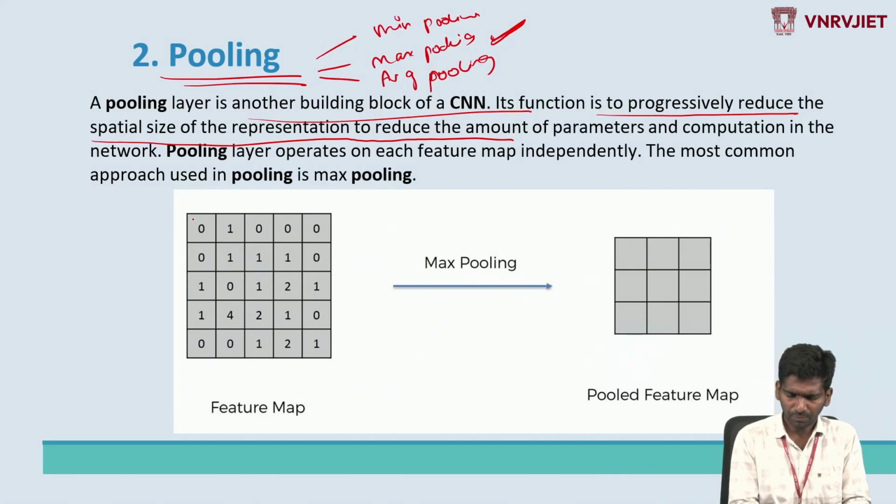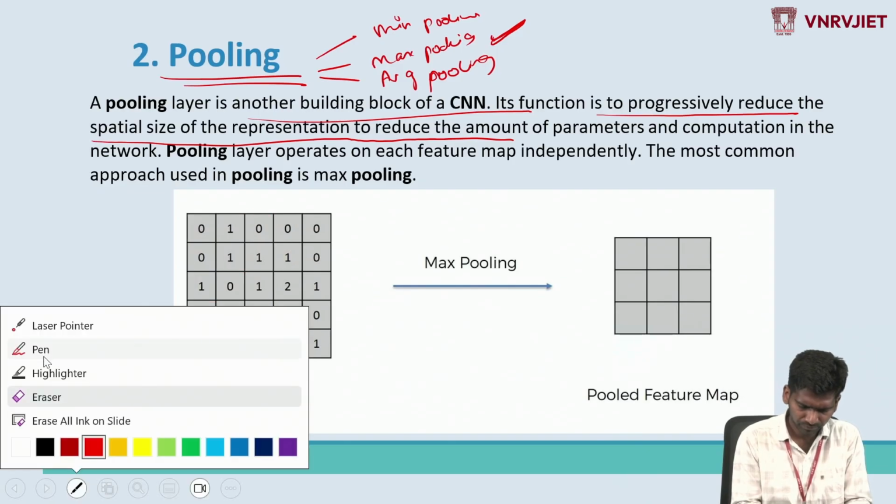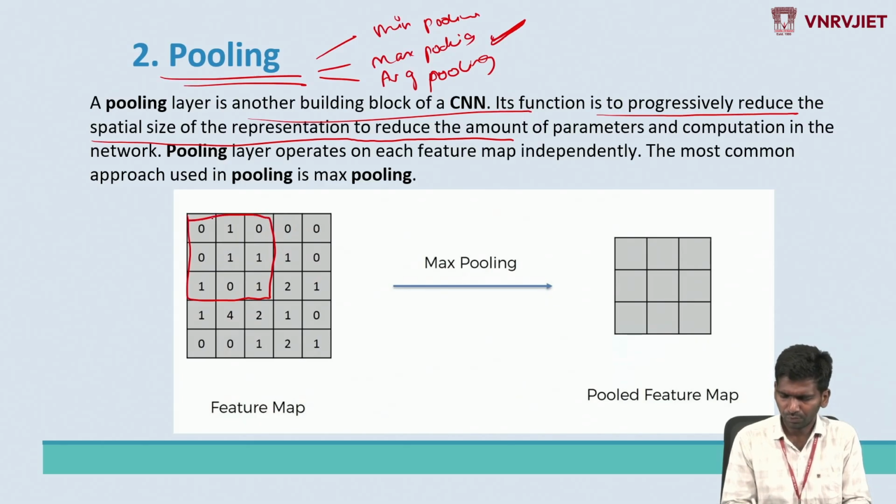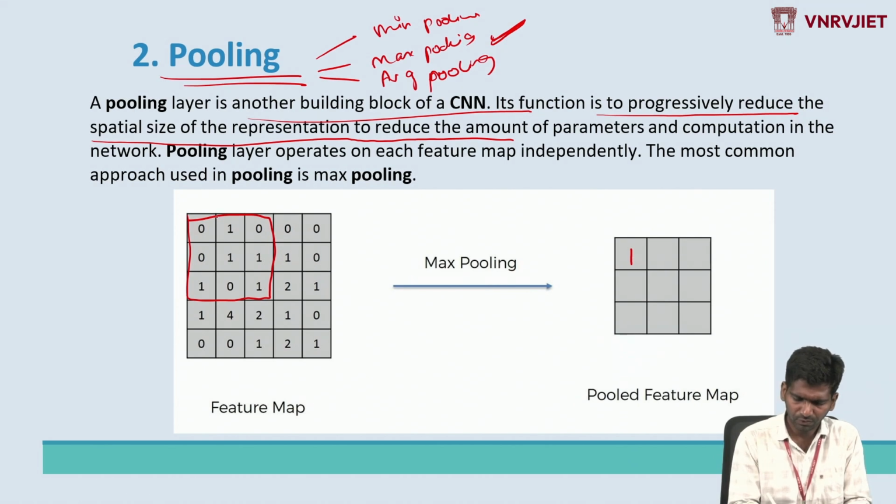If I apply max pooling to this, what will I get? It is 3 cross 3, right? So we'll consider this 3 cross 3, this one, and apply pooling. What is the maximum value here? 1, right? So 1 we'll get. With stride equal to 1, we'll get the maximum value as 2.